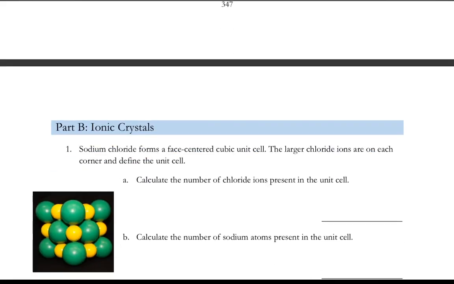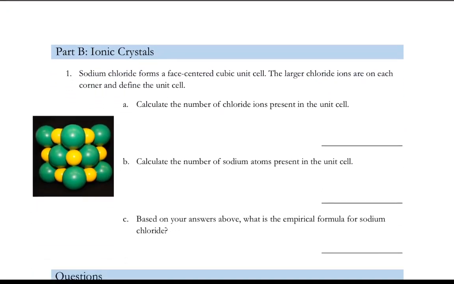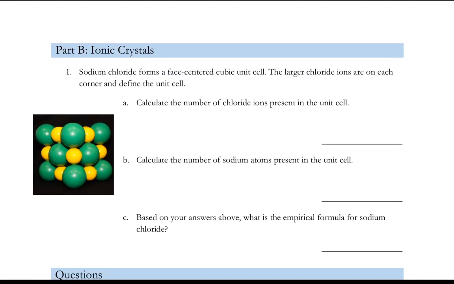Then we have the ionic crystal, part B. So in the A, you are asked to calculate the number of chloride ions present. Okay, so those are the green ones, the number of equivalent chloride ions. It's FCC. So we have the 8 corners times an eighth, plus we have the 6 faces times a half. B, calculate the number of sodium atoms present. Those are the yellow balls.